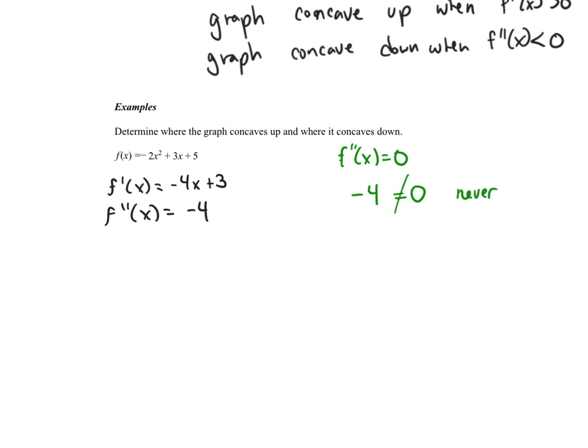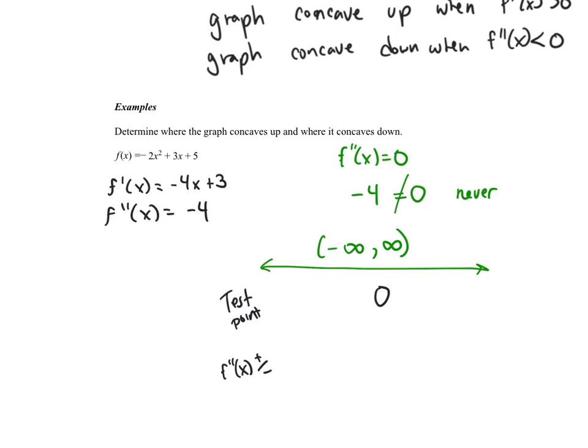So what this means is our graph is always going to be concave up or always concave down. I have no changing points, so essentially it's negative infinity to infinity. All I'll do is pick a test point and think about whether the second derivative is positive or negative. I'll pick 0, because 0 is a nice one. The second derivative is always negative 4, so the second derivative is negative.